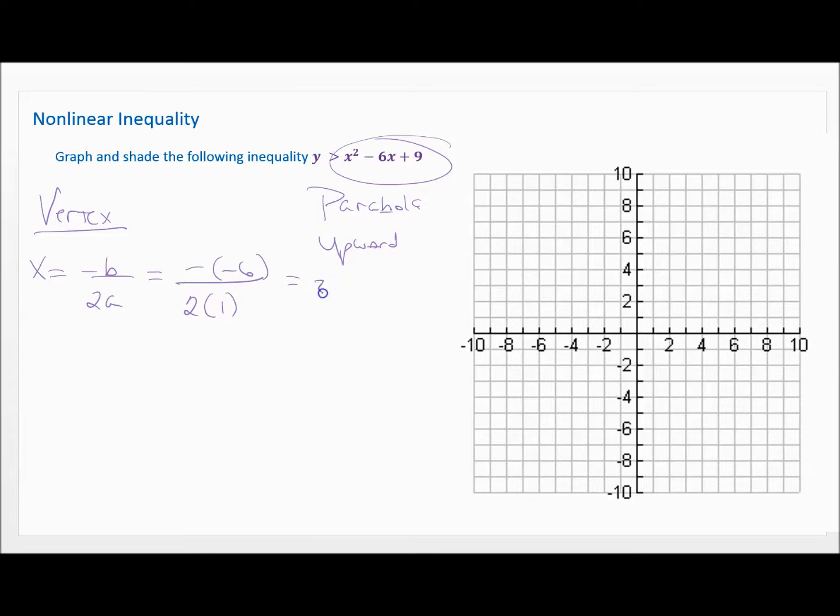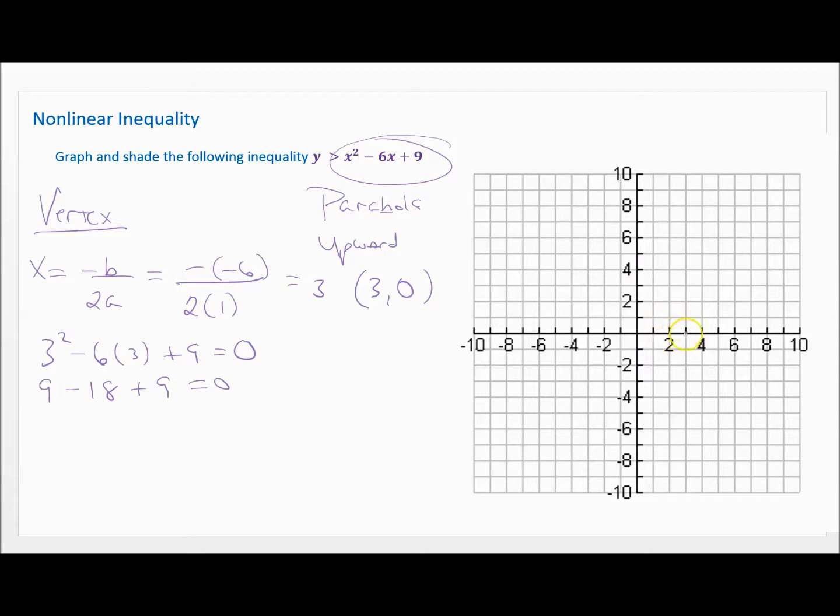That gives me 6 over 2, which is 3. So the x value of my vertex is 3. How do I find the y value? Plug that in. 3 squared minus 6 times 3 plus 9. 3 squared is 9. 9 minus 18 is negative 9 plus 9 is 0. Let me check that again. So I've got 9 minus 18 plus 9. Yep, that's still 0. Okay, so (3, 0) is my vertex.